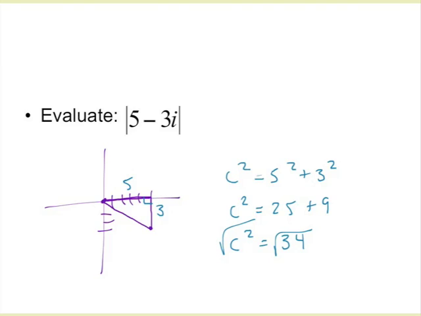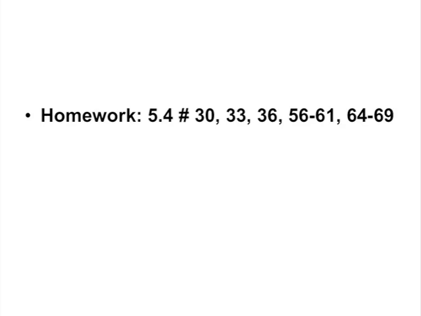Take a square root and simplify if possible. Are there any perfect squares that divide into 34? It's 2 times 17, and those are both prime, so it's not going anywhere, and it's just square root of 34. But if it can be simplified, it should be simplified. Questions? Your homework's from 5.4 again. Same section as last night, just different numbers.